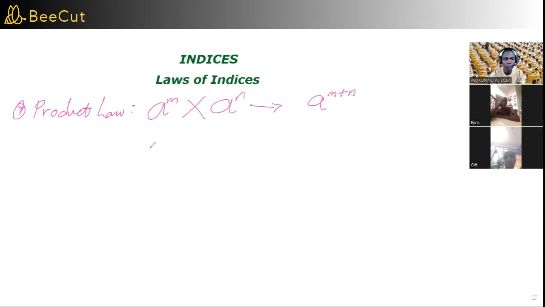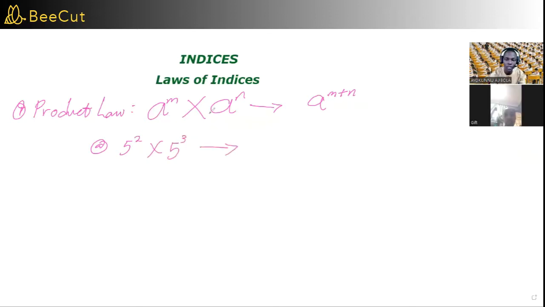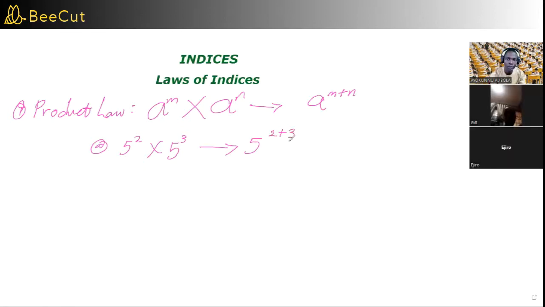For example, example 1, if you have 5 raised to power 2 times 5 raised to power 3. I said you're going to pick one of the bases, then you add the powers together, which is 5 raised to power 2 plus 3, and this is going to give me 5 raised to power 7.